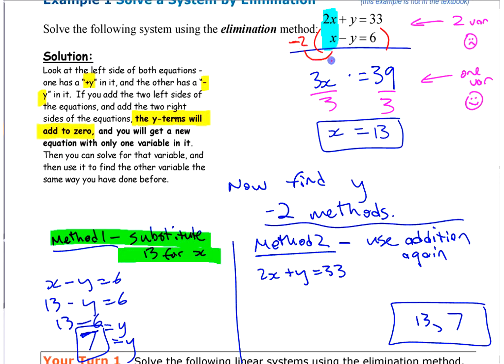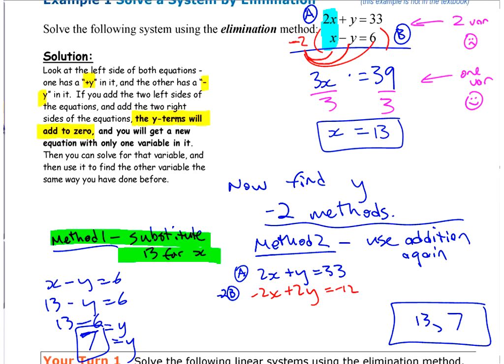-2 times x, I'd have -2x. And -2 times minus y, what does that give me? Plus 2y. And then if I did the other side times -2, -2 times 6, -12, right? If I've labeled this one equation A and this one equation B, this is A, this is -2 times B.